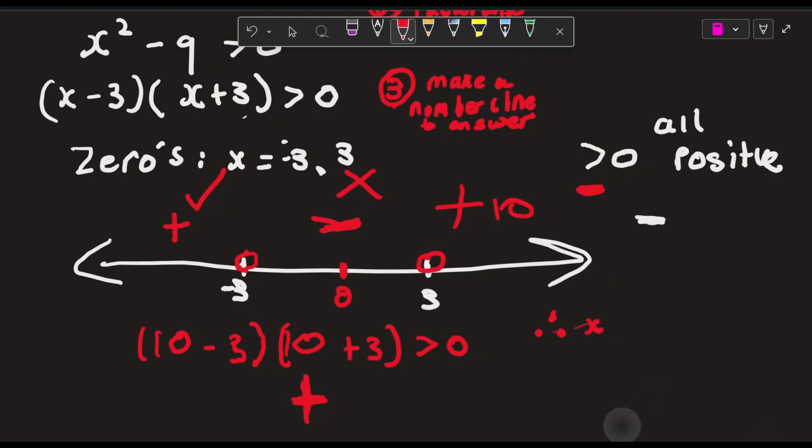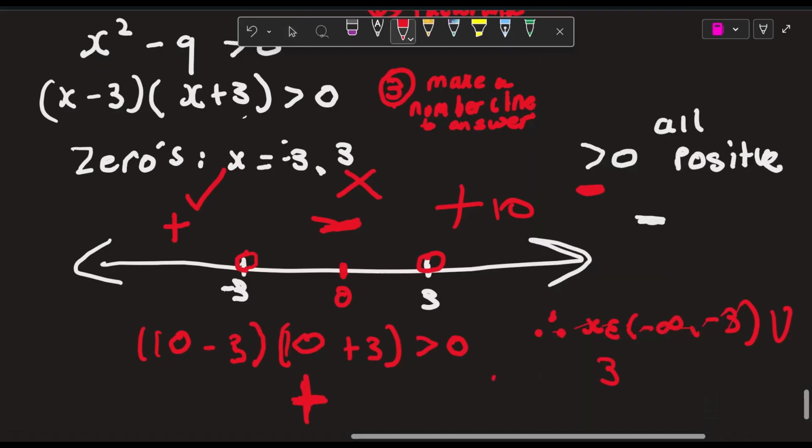So now we need to write a statement which describes all of this. So we would say, therefore, x is an element of numbers that range from -infinity to -3, but not including -3, combined with 3, but not including 3, to positive infinity.